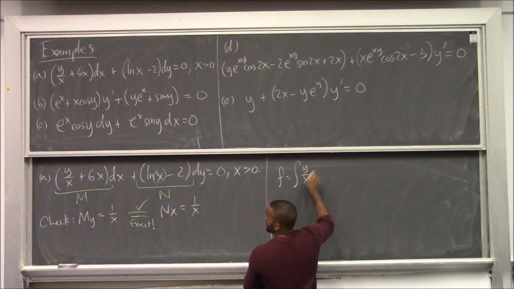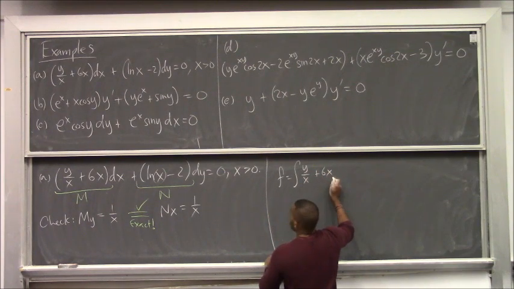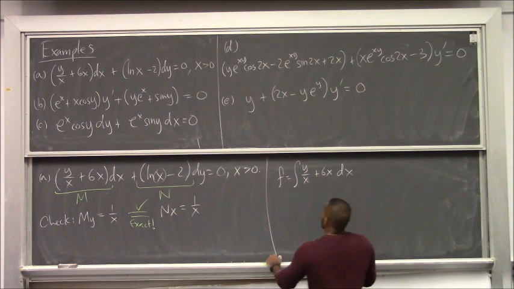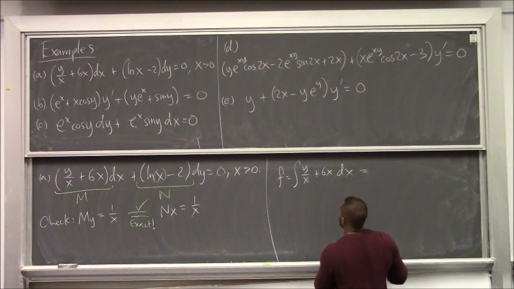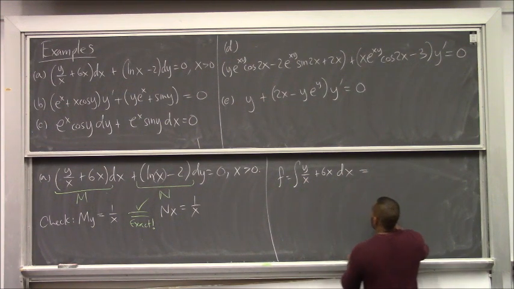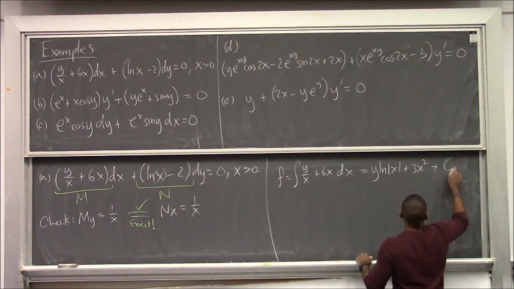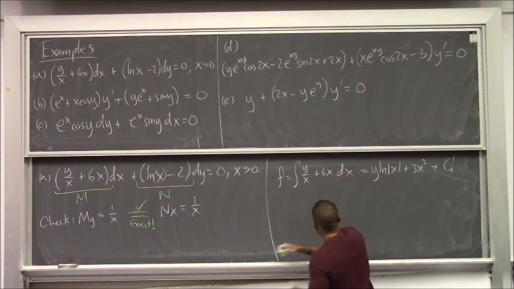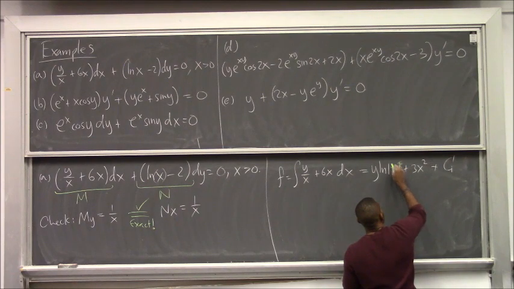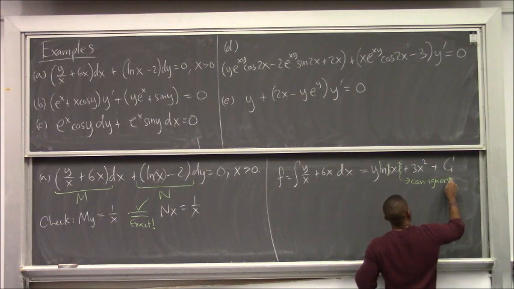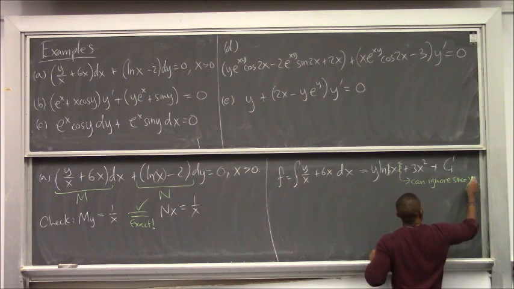So what I'm going to do is immediately just integrate this with respect to x, which is going to be what? y times ln of x plus 3x squared plus some constant. And here, you notice that we can ignore the absolute value since our x is greater than 0.